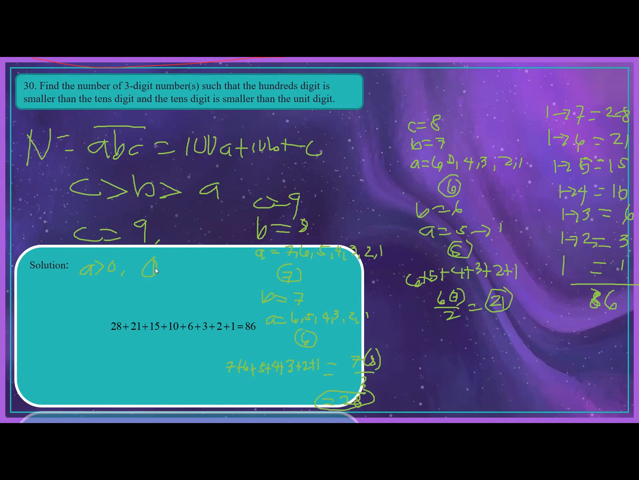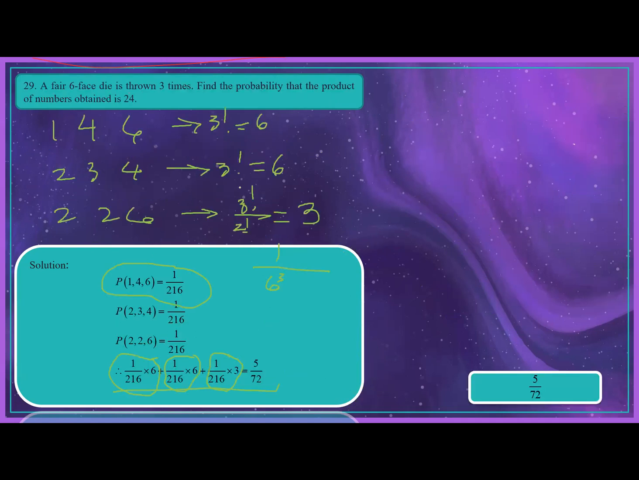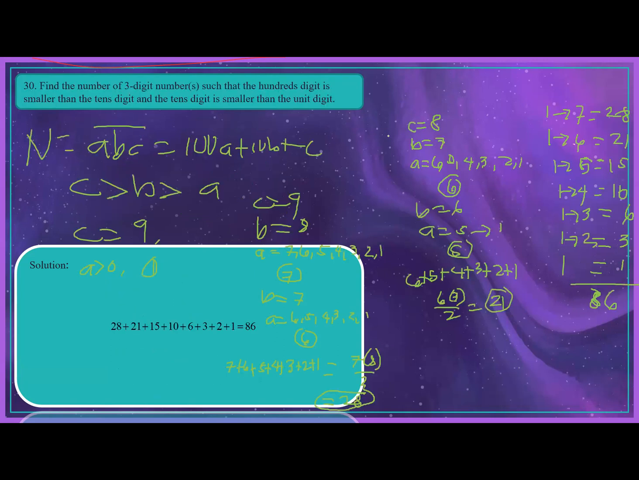Excuse me, what is the answer to question 29? That's 5 over 72. There is no other question for question 29. I can only go back one question because of time. Sorry for that. So if none, let's proceed to number 30. That's only 84.